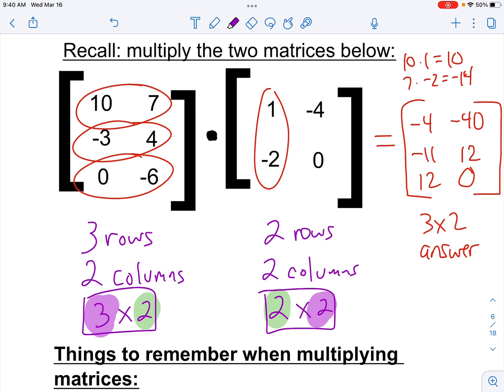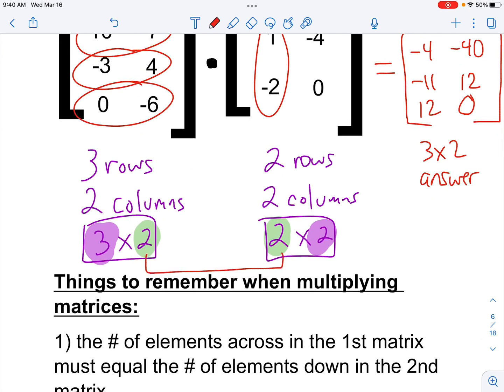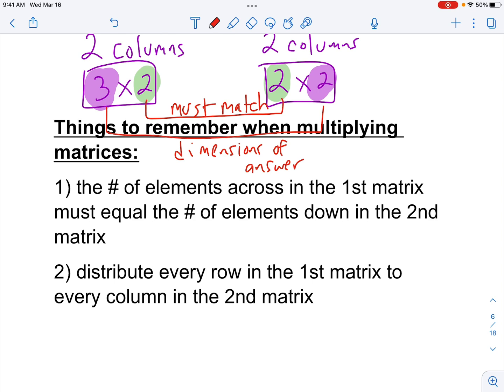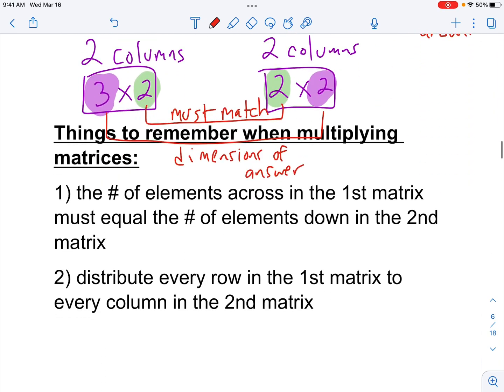All right, so that's how you multiply 2 matrices together. Again, these 2 numbers must match for the multiplication to be possible. These 2 numbers are going to be the dimensions of your answer. And that's basically what these little 2 things to remember here say.